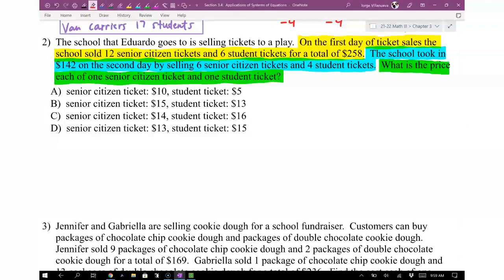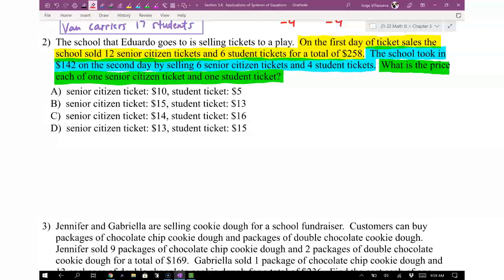Actually, hold on. Before I focus on the yellow, let's look at the green. What is the price of one senior citizen ticket and one student ticket? What variables can I use? I don't care. You give me whatever you'd like. For senior citizen, what should I use? Don't use S though. A C. All right. So we're going to use a C for senior citizen. And for student, I don't want to use S. Any other letter you can think of?